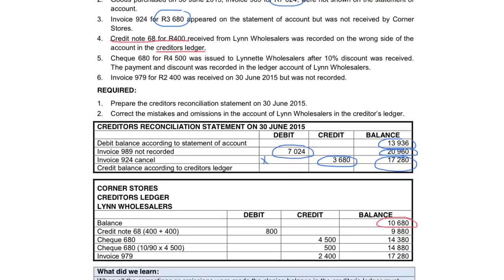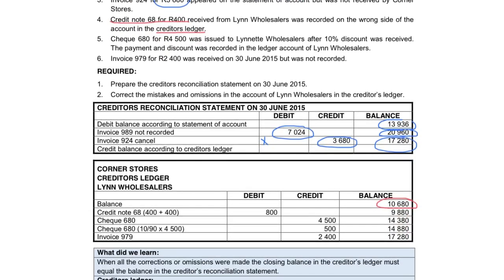So if this entry was recorded correctly, it means that creditors increase on the credit side and decrease on the debit side. This credit note was supposed to go on the debit side. Incorrectly, it was recorded on the wrong side, so it means it was recorded on the credit side. If you want to correct this mistake, you will first have to debit the account with 400 to correct the mistake that you made. And then you will have to correct it with another 400 so that you can show that the account must be reduced by 400.